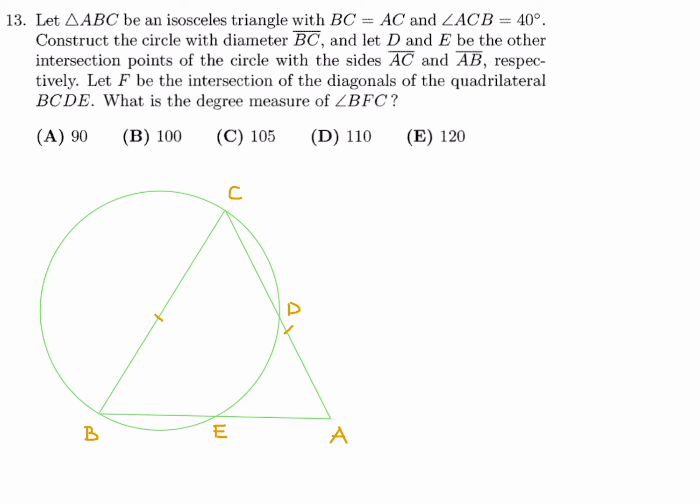And then F is the intersection of the diagonals of the quadrilateral BCDE. So BCDE form a quadrilateral, so I guess we can join D to E like that to make it a quadrilateral. And then the diagonals, let's put those in like that and like that. And where they meet is F. And they want us to figure out the angle BFC, so this angle right here. Okay, so this is basically what you call angle chasing, and we use a lot of the fact that the sum of the angles of a triangle equals 180 and things like that.